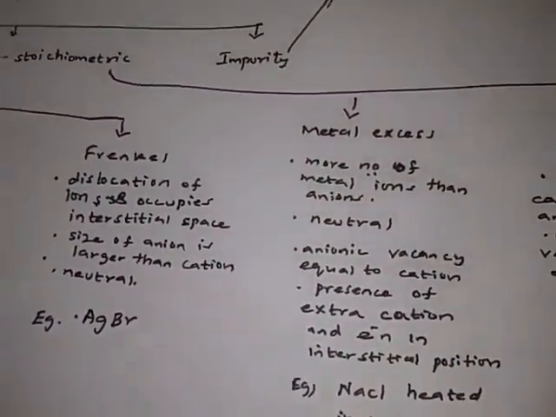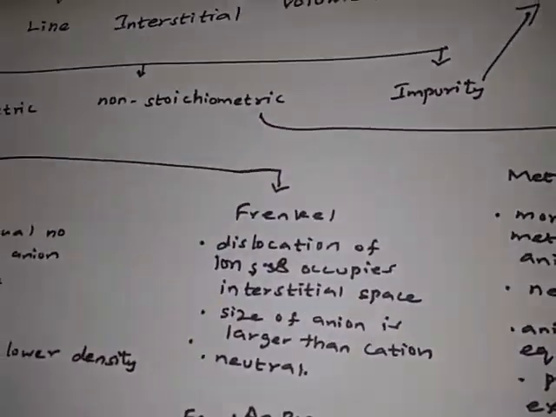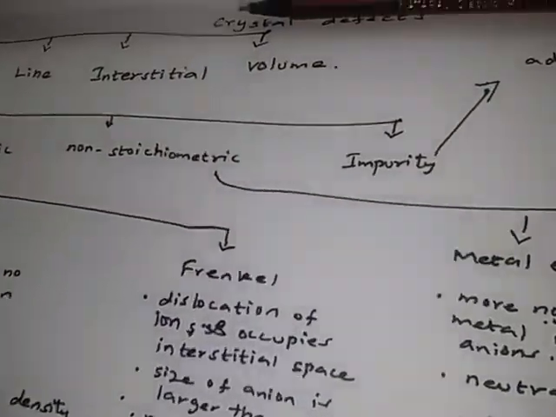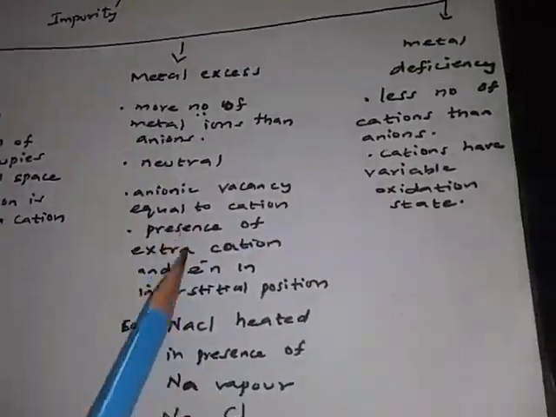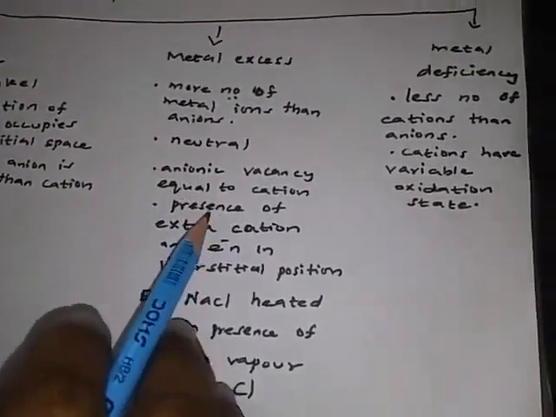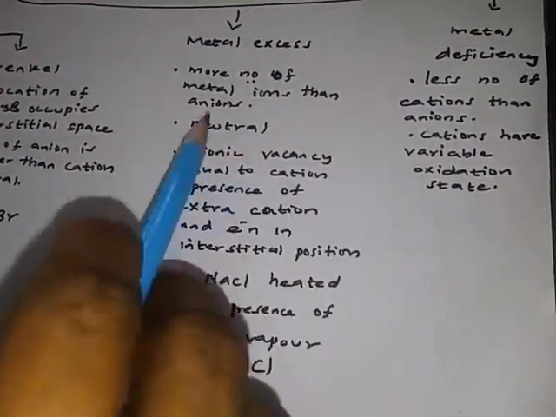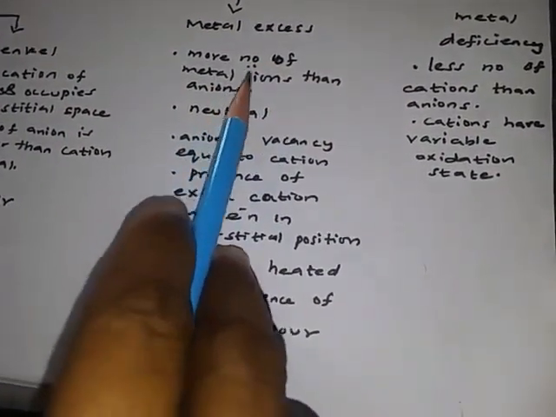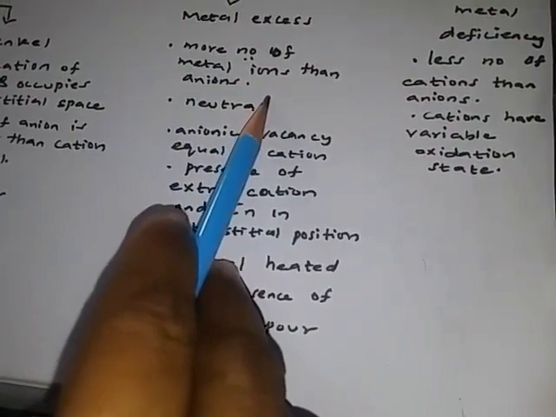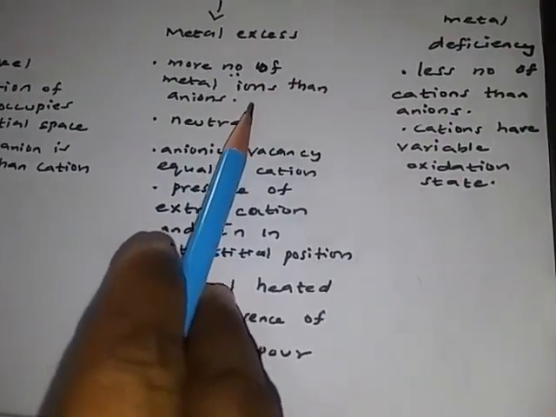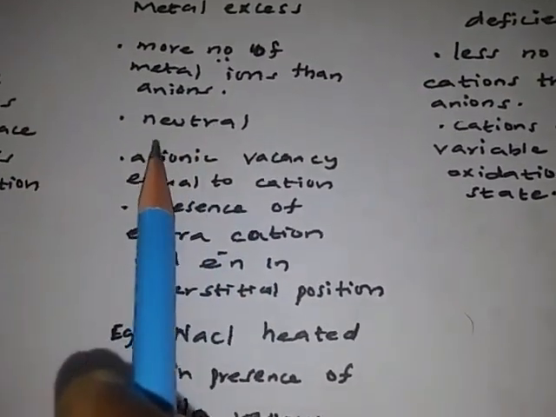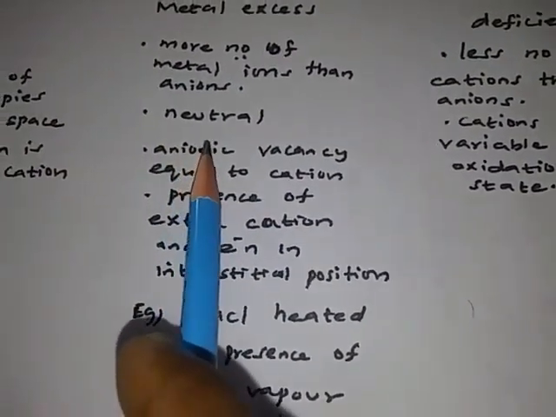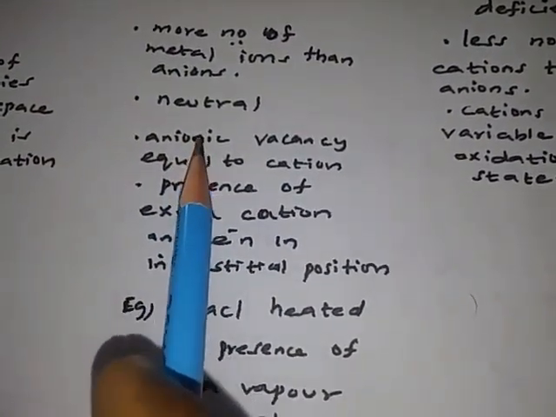Next, we are going to see the non-stoichiometric defect, and here the defect is called the metal excess defect. The metal excess defect arises due to the presence of more metal ions than anions. So plus ions are more, minus ions are less. And where does it take place? It takes place in crystals like alkali metal halides, NaCl, KCl.